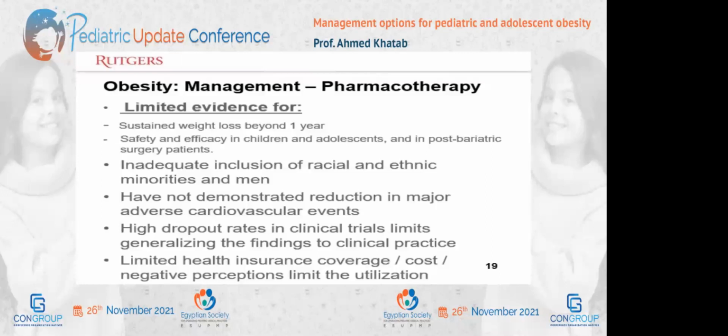And last but not least, there's always a cost burden and limited healthcare coverage for pharmacotherapy in obesity, with a negative perception especially from physicians, which limits the utilization of pharmacotherapy in the management of obesity.